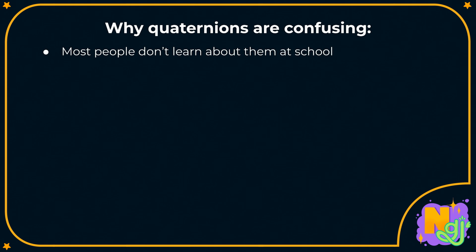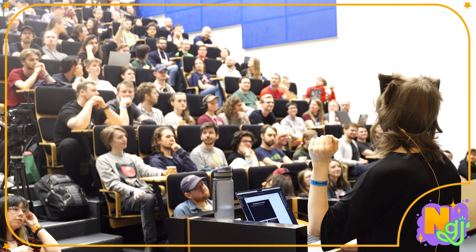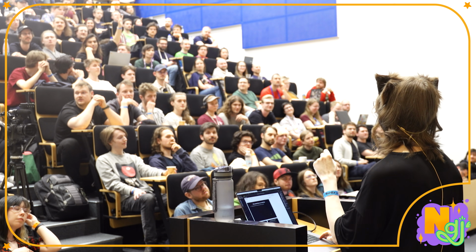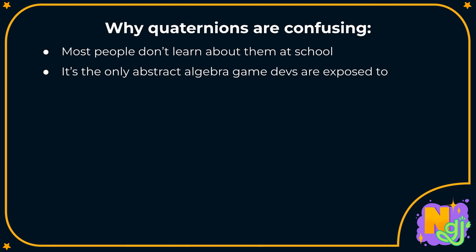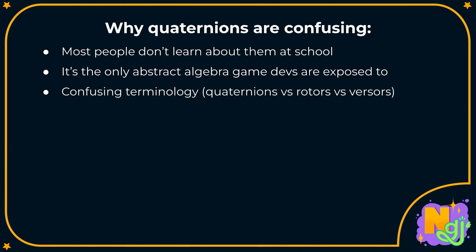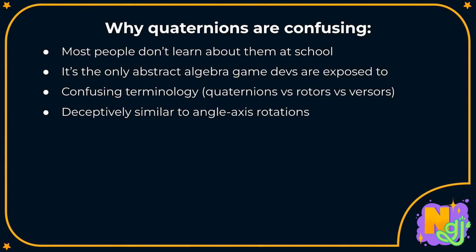I think most people don't learn about them at school. Like, how many of you learned about Quaternions in school? Raise a hand. OK, that's a tiny amount. That's like 5 people in this entire auditorium? OK. And it's the only abstract algebra that game developers are exposed to, so we're not familiar with that kind of stuff. There's confusing terminology, there's Quaternions, there's rotors, there's versors, and they're deceptively similar to something called angle-axis rotations.